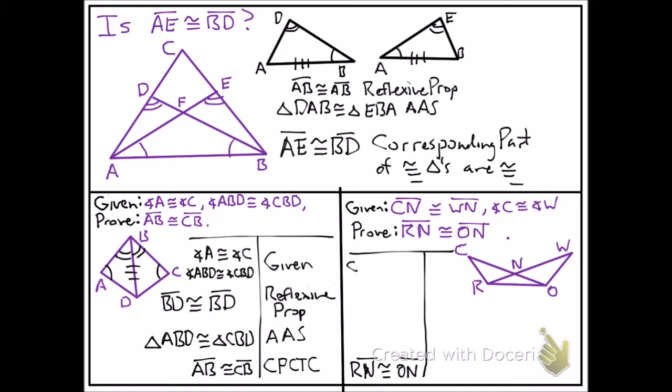Next one, we have CN is congruent to WN. Angle C is congruent to angle W, both given.